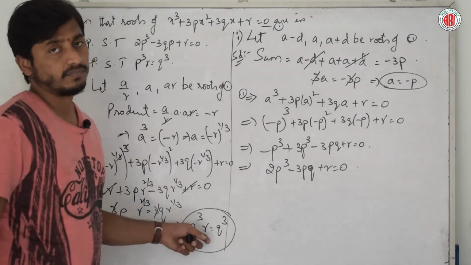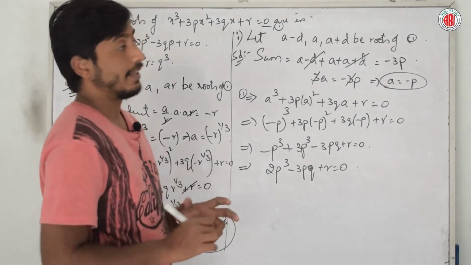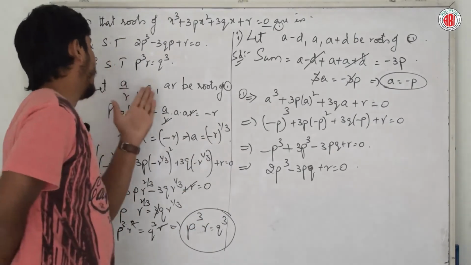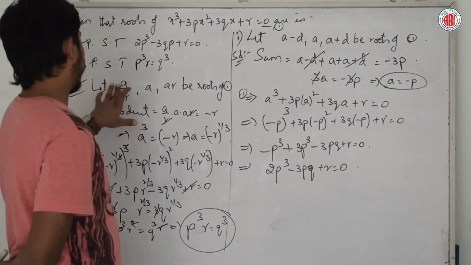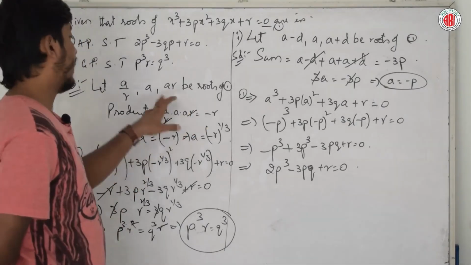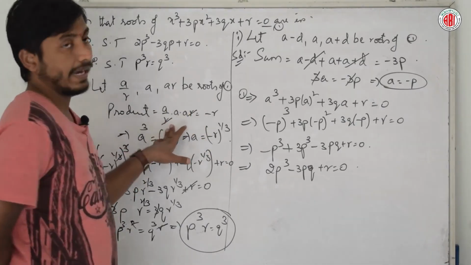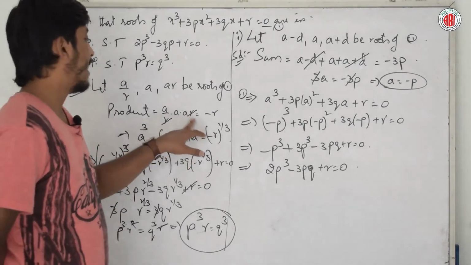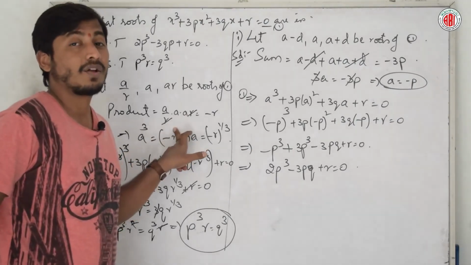Done. Did you understand? Once again, see here, since it is given in GP, let us take the roots as A by R, A and AR. So the product of the roots will be A by R into AR, RR will get cancelled. What is R here? R is a common ratio.